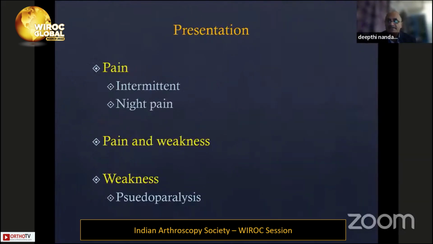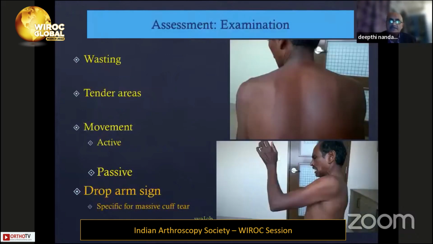How do they present? They present with pain, and night pain is the most common thing. 80% of rotator cuff tears have night pain. Pain and weakness is a common finding again, but weakness with pseudoparalysis is usually seen with massive cuff tears. And you see that there is obviously wasting of the infraspinatus, supraspinatus with these tears, and there will be tender spots over the anterior greater tuberosity.